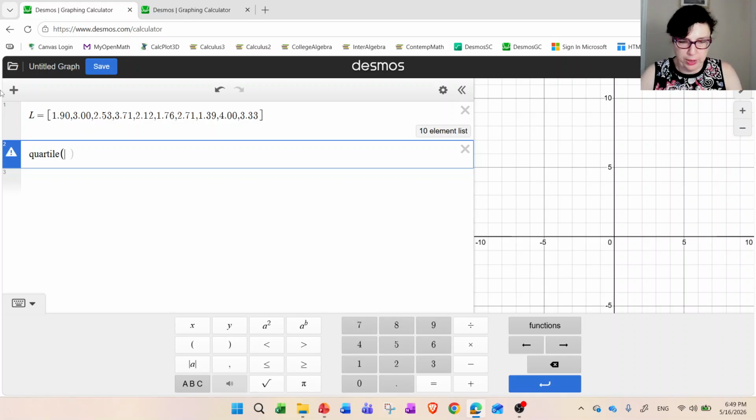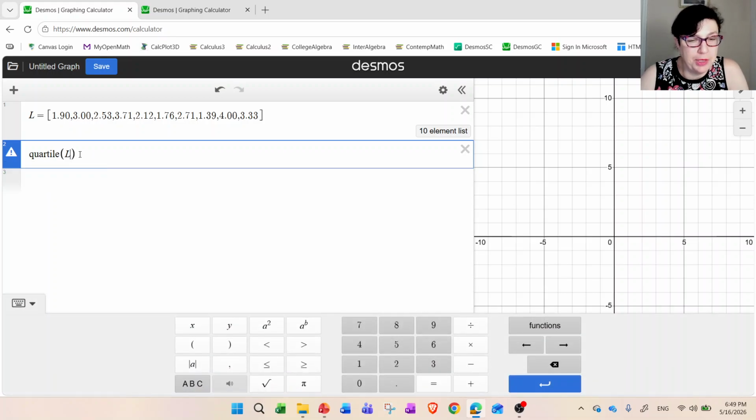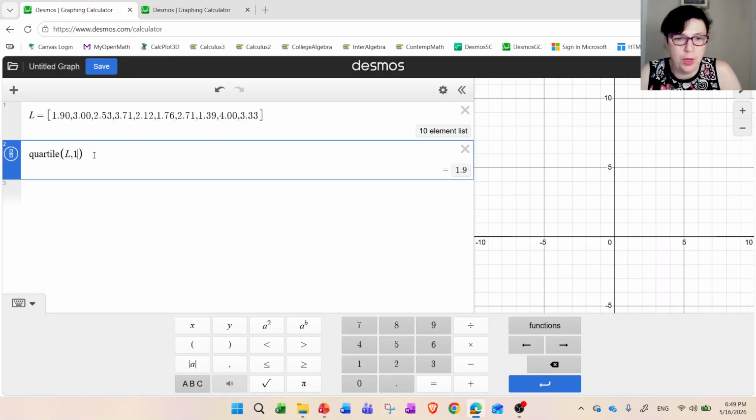So you're going to put quartile and then L. And for some reason, Desmos is not giving you anything. It just has that triangle, but it's not telling you anything. Why? Well, because you did not give Desmos enough information, because how many quartiles are there? Well, there's first, second, and third. And you didn't tell which one. So that's why there is no output. So you need to put a comma, okay, and then tell which one. Let's say it's the first one, so you just put number 1. And it gives you the first quartile, that's 1.9.